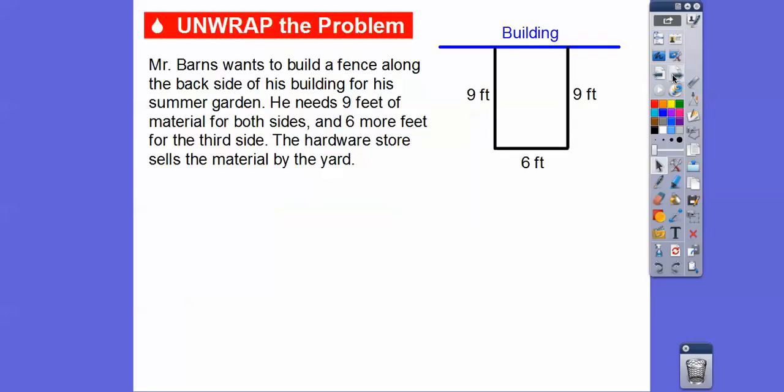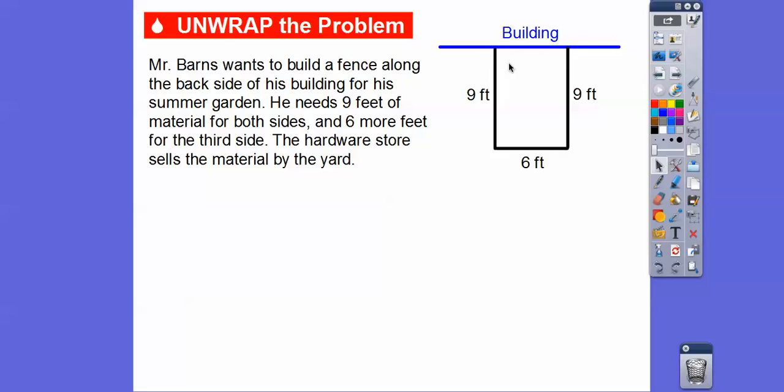All right, we're going to use that table to help us solve some of these problems here. So here's one. Mr. Barnes wants to build a fence along the back side of a building for his summer garden. So here's going to be his garden inside of here. He needs 9 feet of material on both sides and then 6 more feet on this third side on the end right here. And he doesn't need any fencing right there because the barn is going to be right there.